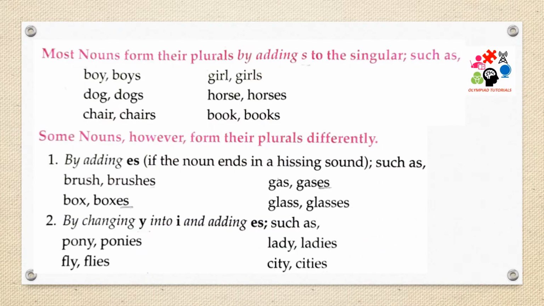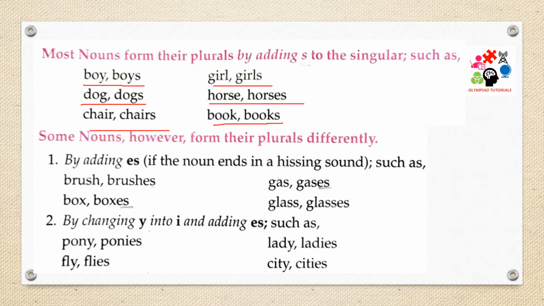First of all, let us understand how we can use s or es after the singular form of the noun to make the plural words. Most nouns form their plurals by adding s to the singular, such as boy becomes boys, girl becomes girls. Just by adding s at the ending you can find the words, like dog is dogs, horse horses, chair chairs, book books. In all these words s is added at the end of the noun.